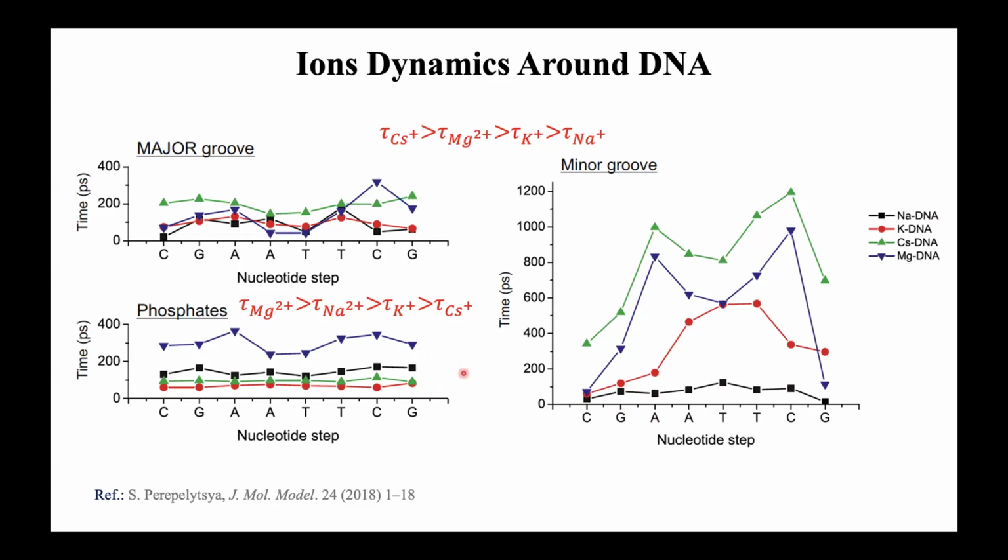In other regions of the double helix, the residence times are much shorter than in the minor groove. For example, in the major groove, the longest residence time is observed for the cesium ion and the magnesium ion, and it's approximately 200 picoseconds. Close to a phosphate group, the residence times were found to be under 400 picoseconds, following this order: the longest residence time in the case of magnesium ions and the shortest in the case of cesium ions.